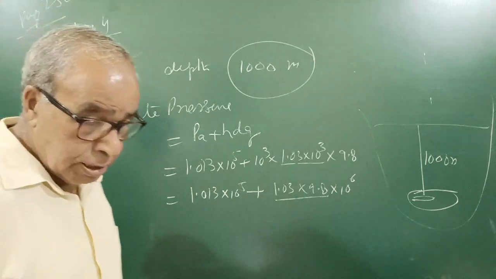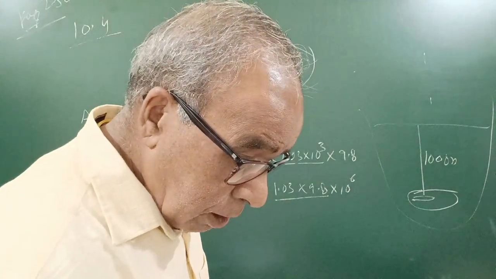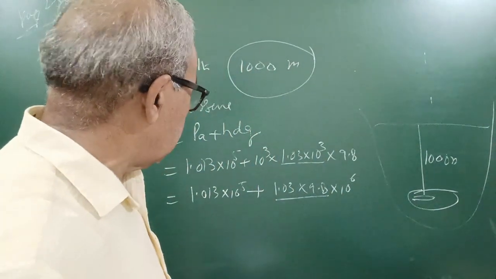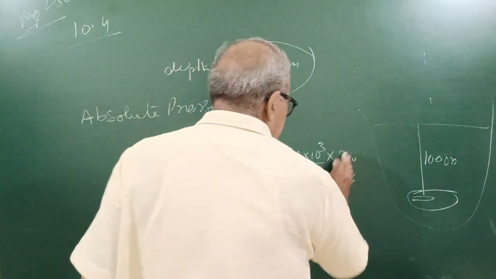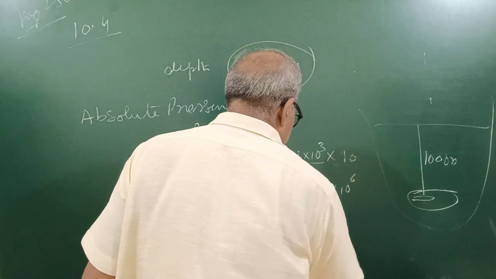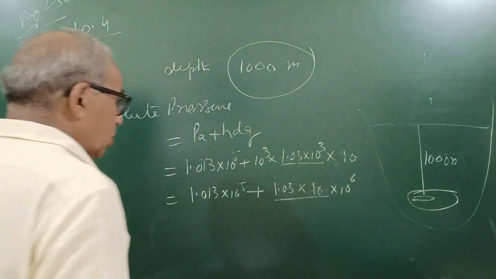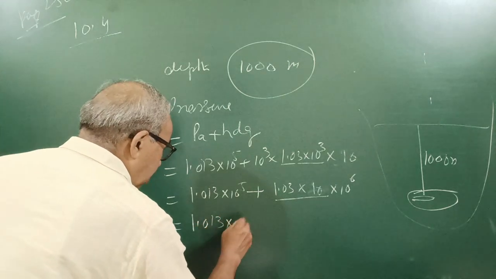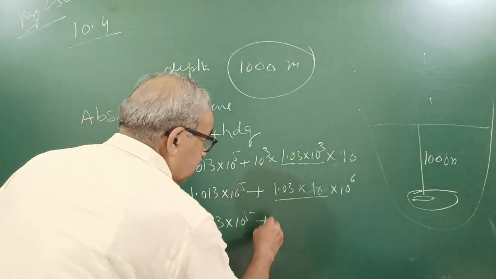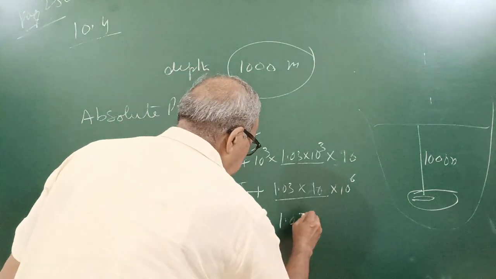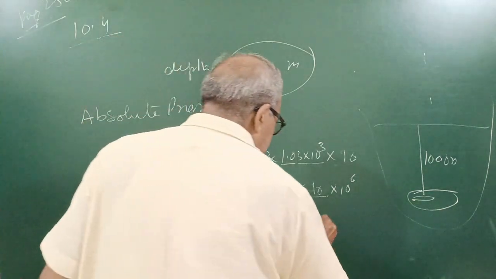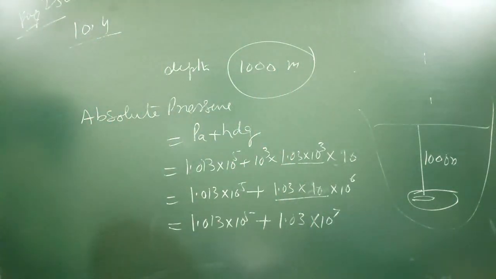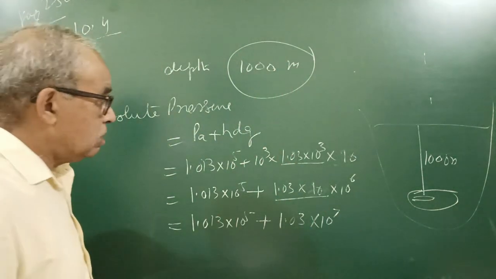Let me tell you now. If we solve this, you multiply. They have taken g as 10. Okay, take g as 10. So now it becomes simple. So how much will it be? 1.013 × 10^5 plus 1.03 × 10^7.